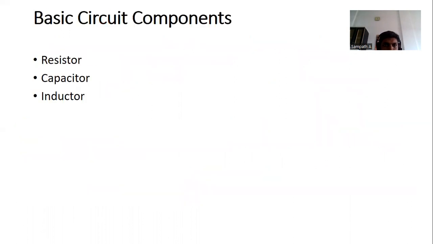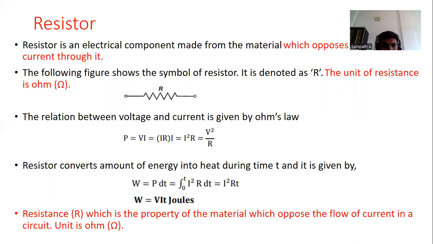The basic components of an electrical circuit are resistors, capacitors, and inductors. Resistors we already discussed. It opposes the current flow. The formula for resistance based on Ohm's law is V by I.